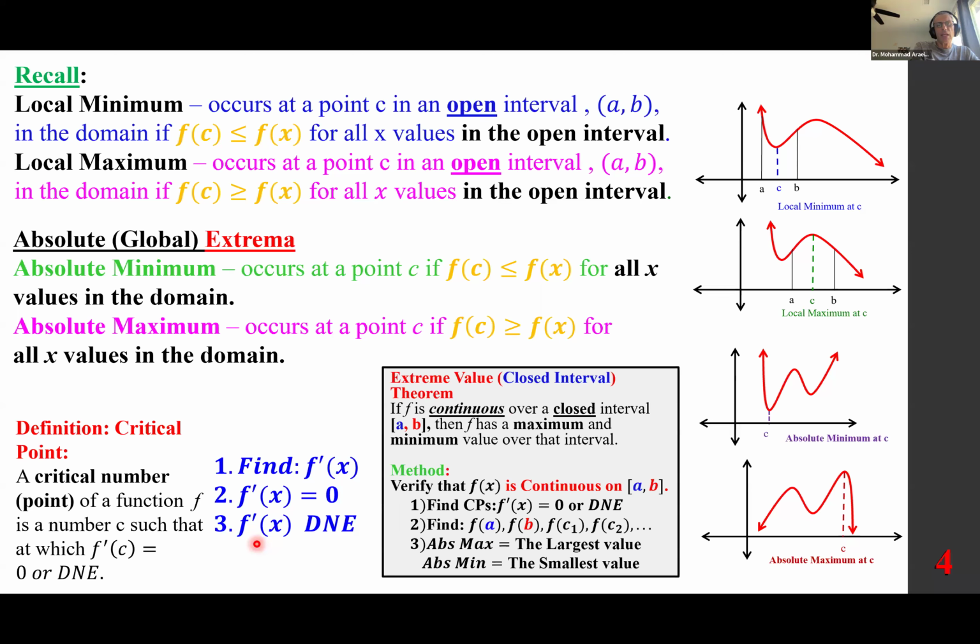Now, extreme value, also known as the closed interval theorem. If f is continuous over a closed interval of a to b, then f has a maximum and minimum value over the interval. What is the method? First, we have to verify that f of x is continuous on the interval of a to b. Then we find all critical points. How do we find them? f prime is 0 or doesn't exist, this concept. Then we evaluate the function at the endpoints a and b, as well as all the critical points. Absolute maximum equals the largest value. Absolute minimum is the smallest value. That's how we arrive at the answer.